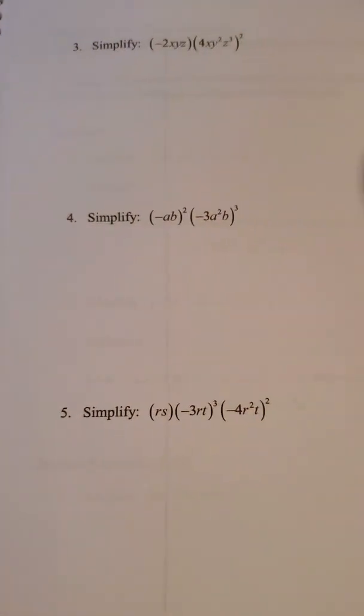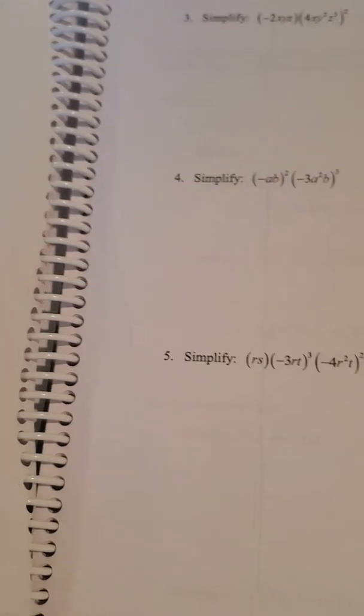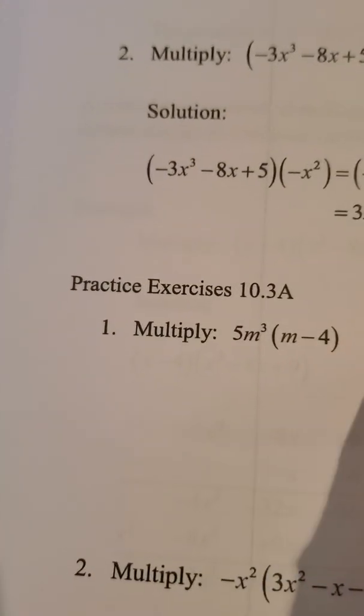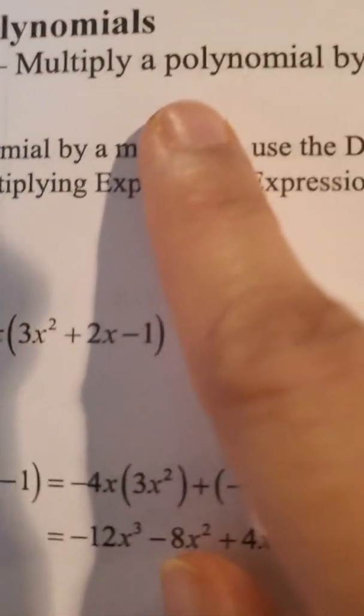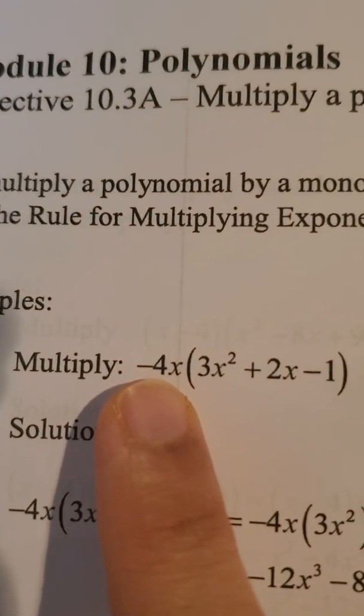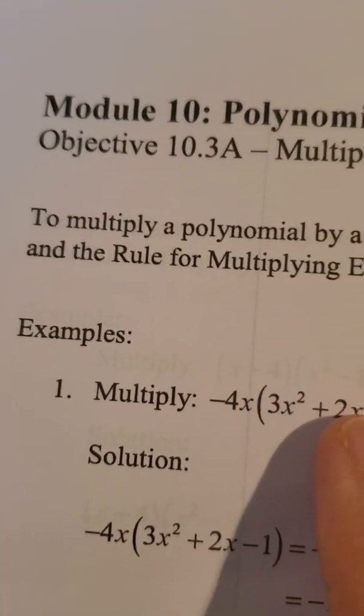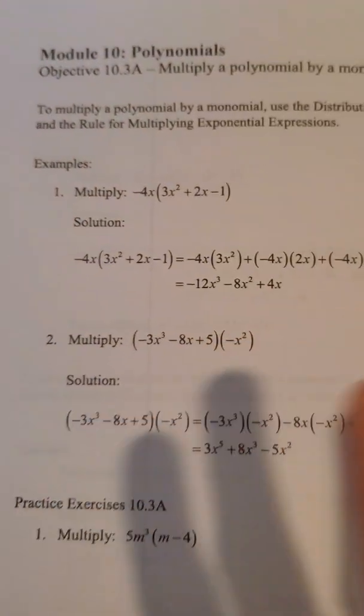So those are monomials, and then as it progresses, it becomes polynomials. Here we have a monomial times two terms, right? So they say multiply a polynomial by a monomial. So here we go. We've got one term here, and we've got three terms here. So it's a monomial times a polynomial. So it's the same principle.